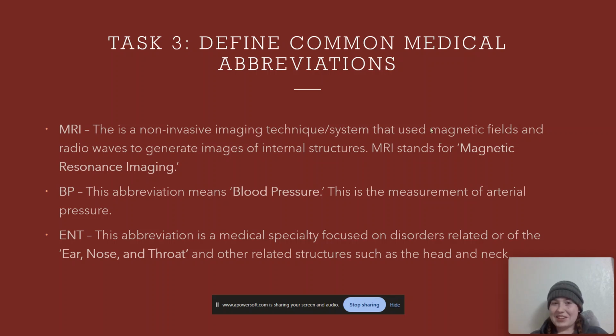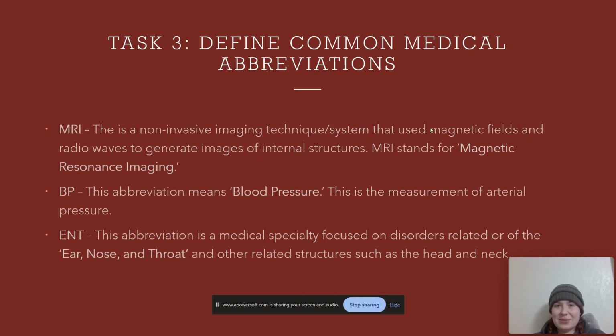The other part of the test that we had to do was to find some common medical abbreviations. And so I chose an MRI, a BP, and ENT. So an MRI is a non-invasive imaging technique that uses magnetic fields and radio waves to be able to generate images of internal structures. And in this case, they were doing it on the auditory nerve to be able to rule out the tumor that they found. But then overall, MRI does stand for magnetic resonance imaging.